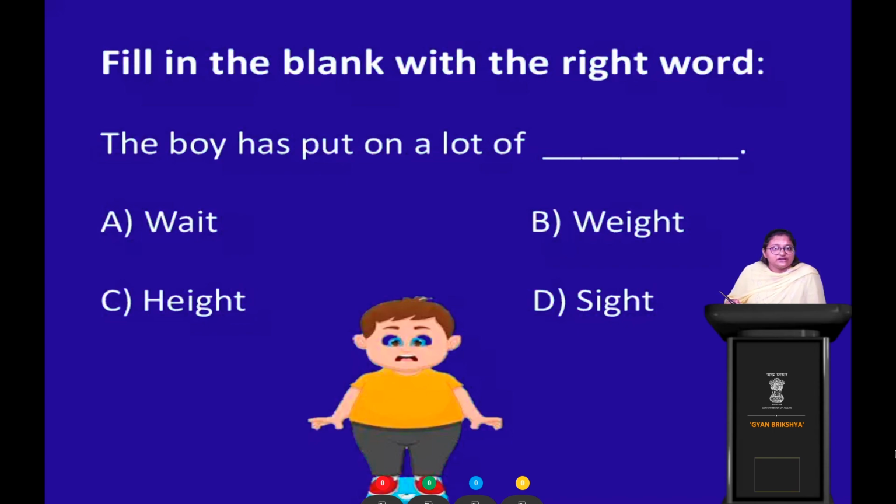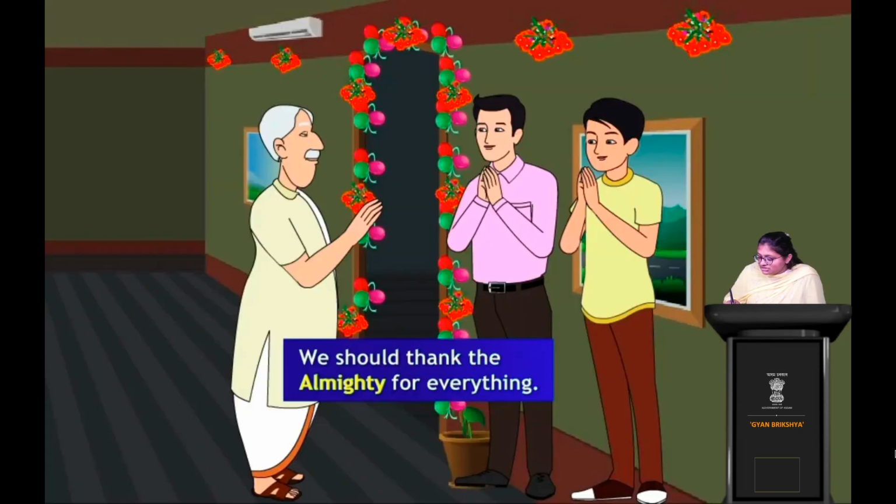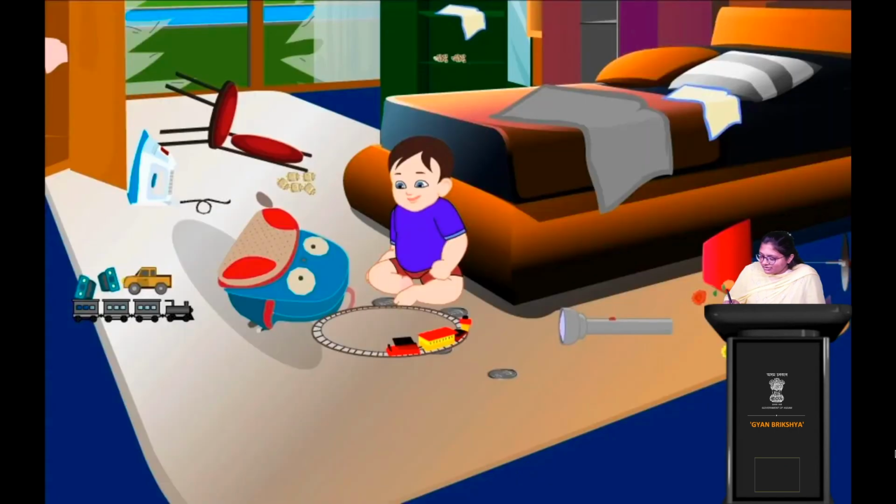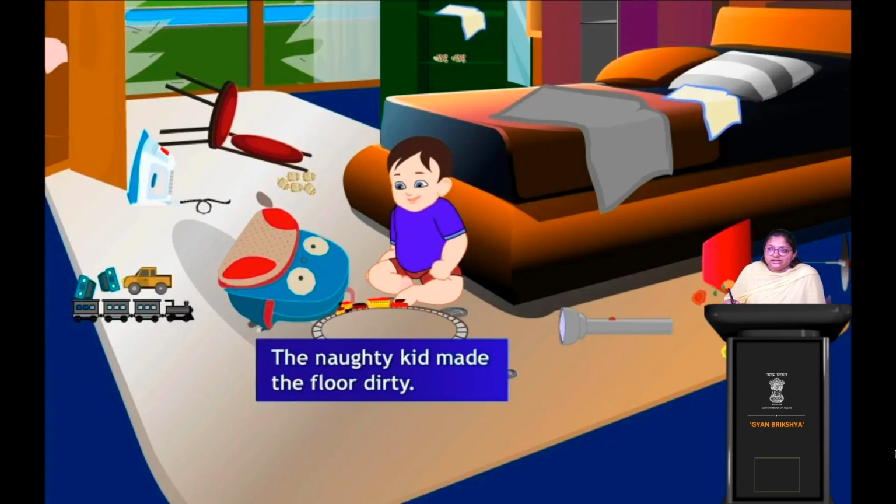Okay, next. What do you see here? There are two boys greeting an old man. So we should thank the Almighty for everything. Again we find the GHT sound here. Now what is this boy doing? He's playing. The naughty kid made the floor dirty. Again you find the GHT sound in the word naughty.